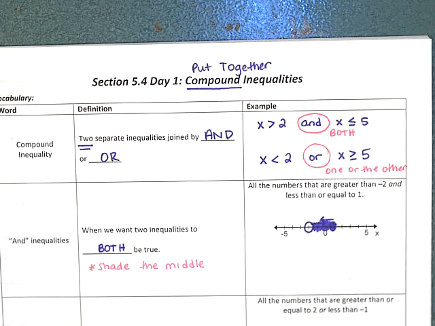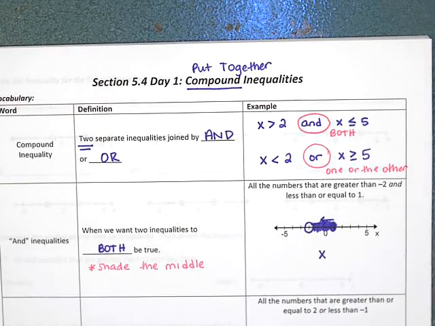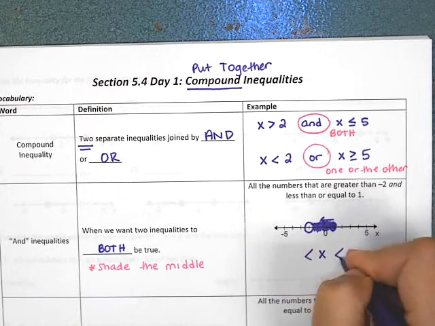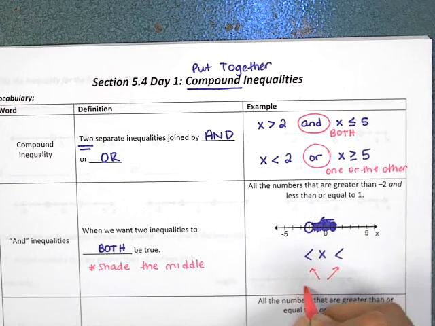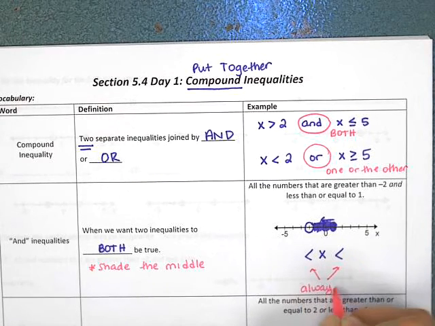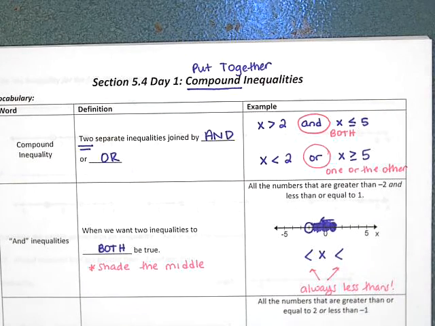Now, how do you write and inequalities? Well, because we're looking for all the numbers that are in the middle of two numbers, we make an inequality that has an x in the middle. Now, on both sides of the x are always less thans. You will never, ever, ever have a greater than symbol in any of these problems.